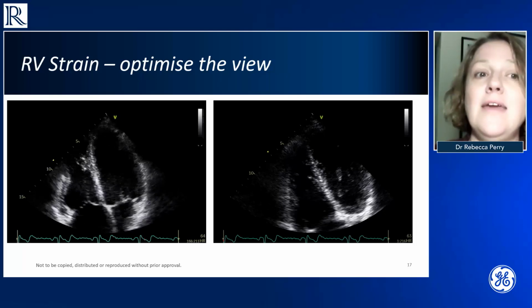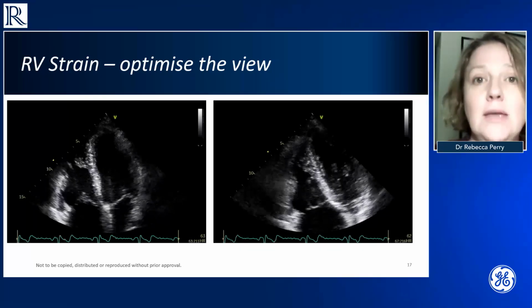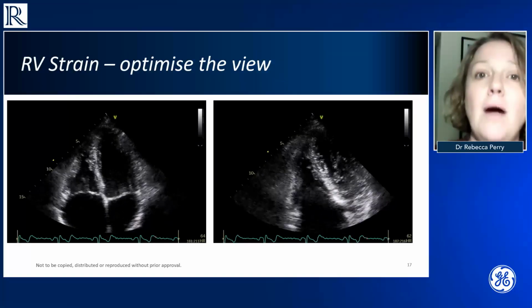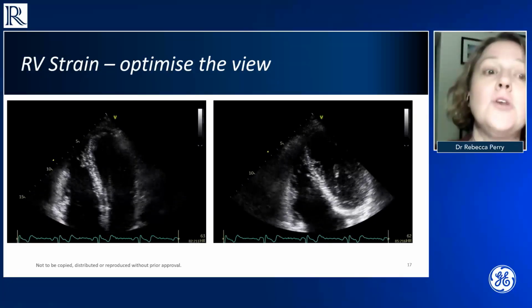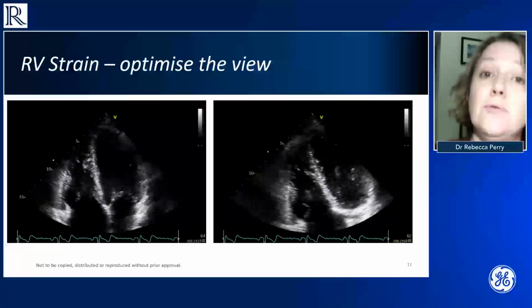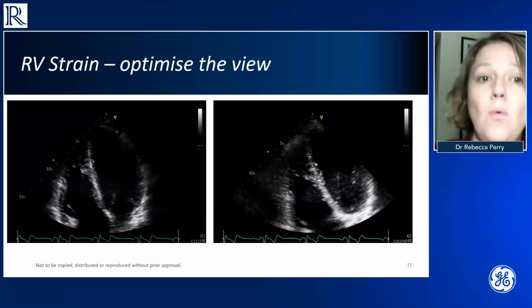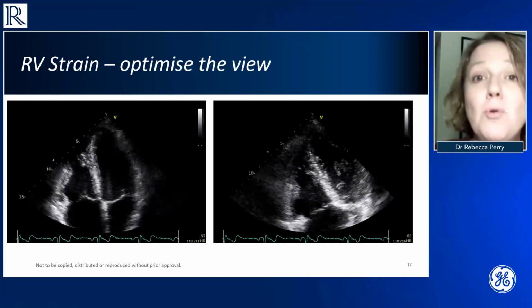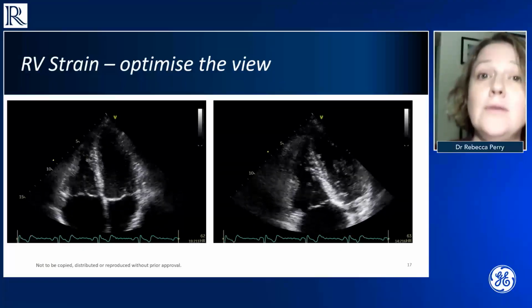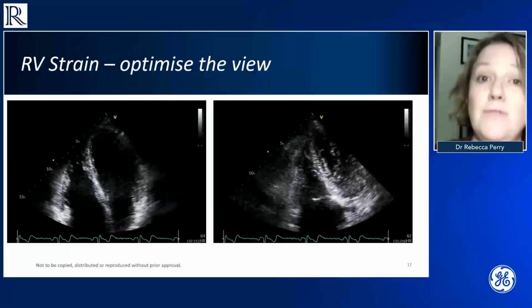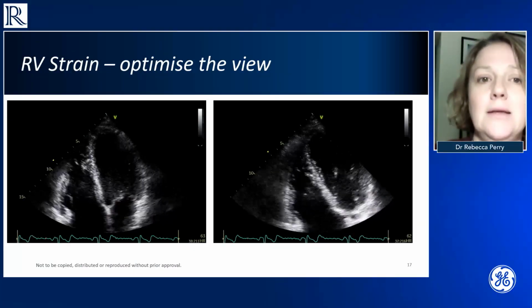So one of the key things was to optimise the view. It's really, really important that we use a right ventricular focused view. On the left here is a standard 4-chamber view, and on the right you can see an RV focused view. Why is this important? Well, you see more of the right ventricular free wall. You see more of the distal right ventricular free wall in particular.